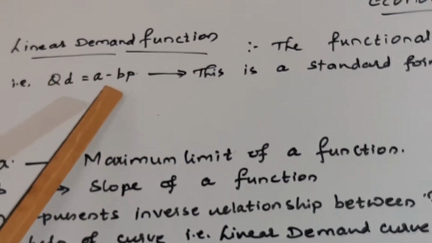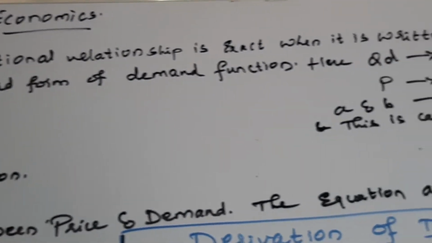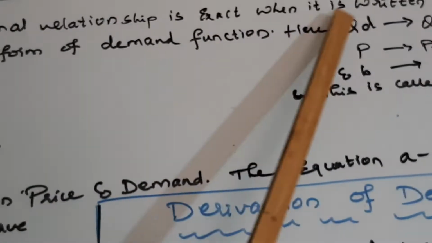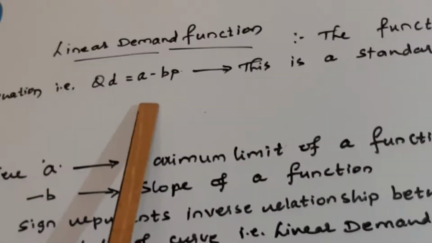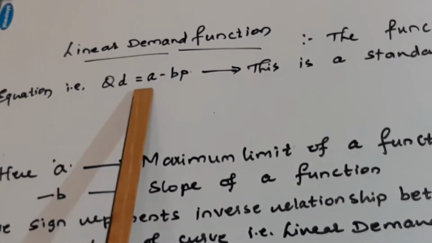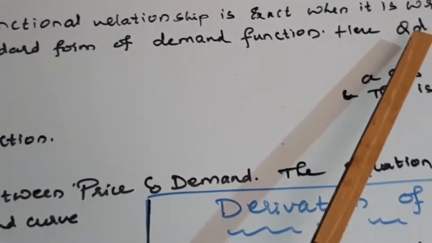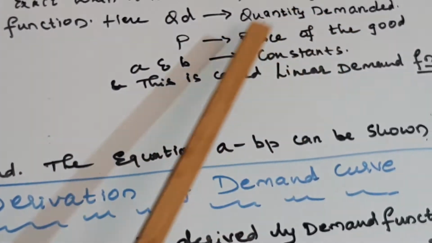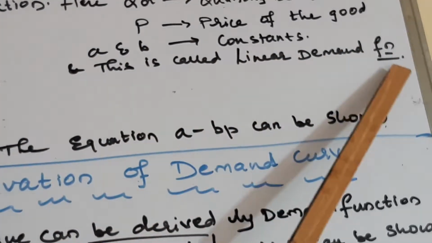The linear demand function shows the functional relationship between the price and the demand, and the functional relationship is exact when it is written in the form of an equation, that is Qd = a - bp. This Qd = a - bp is the standard form of a demand function. Here Qd is the quantity demanded, p is the price of the commodity, and a and b are called constants, and this is called a linear demand function.